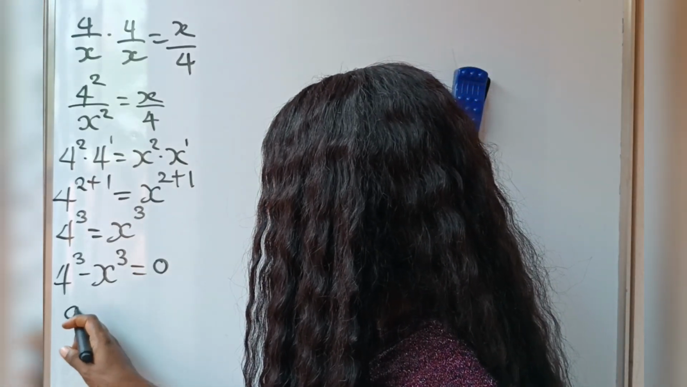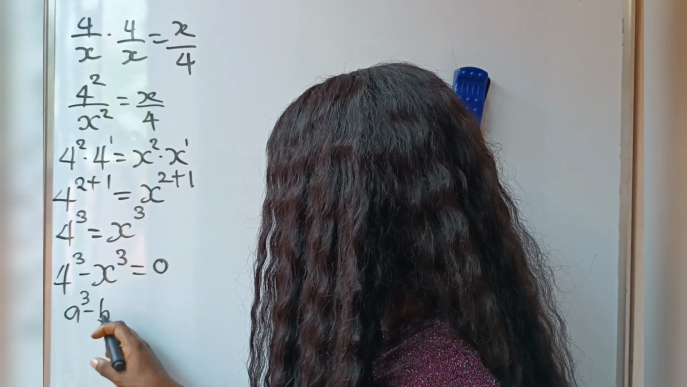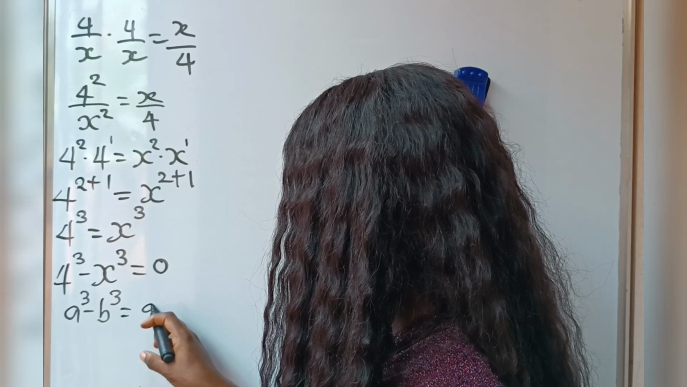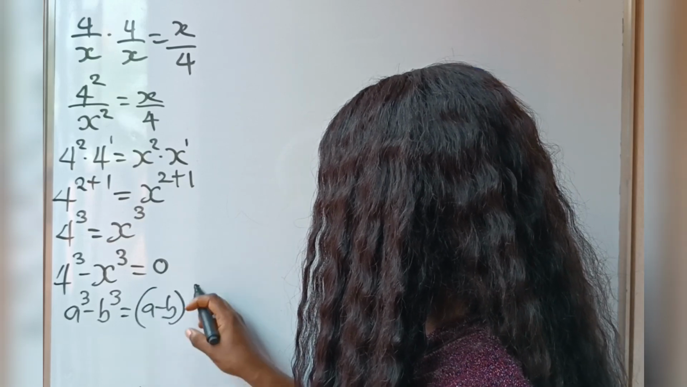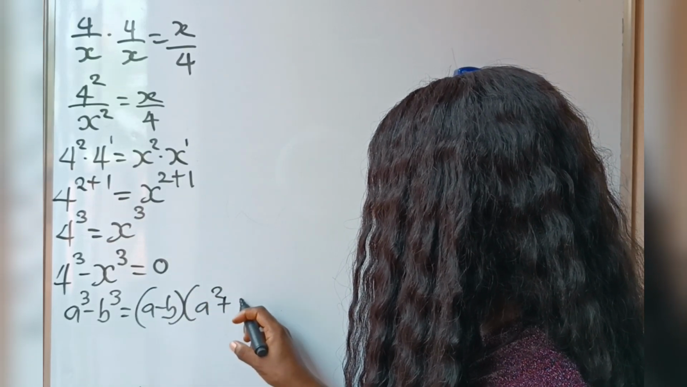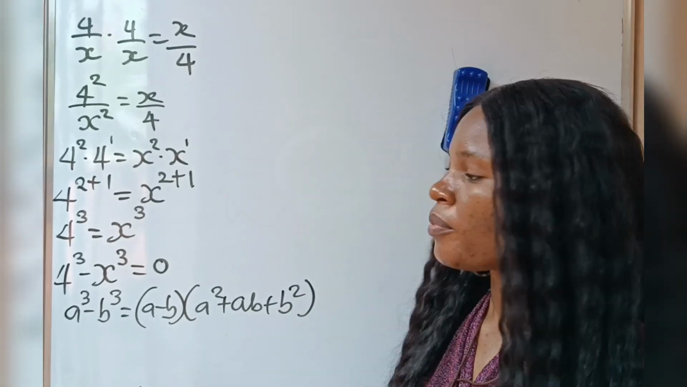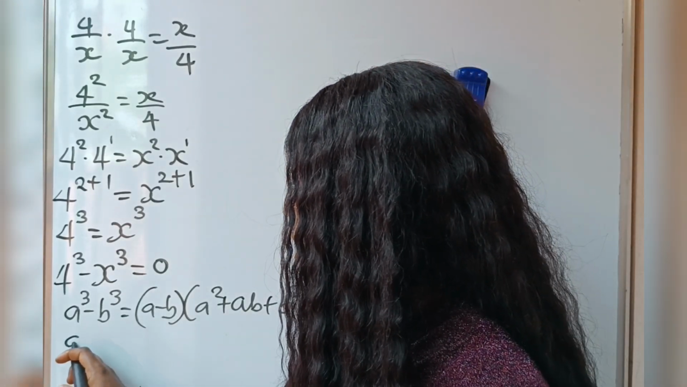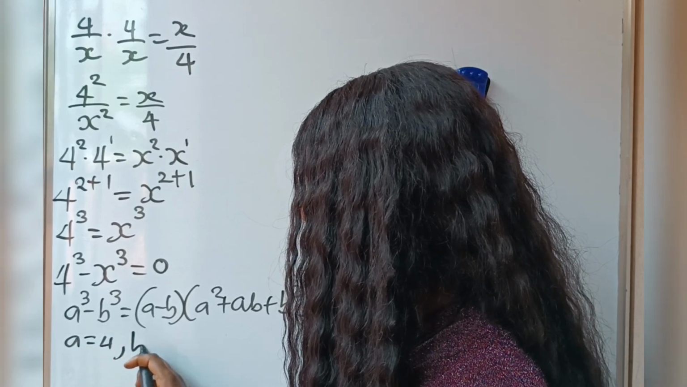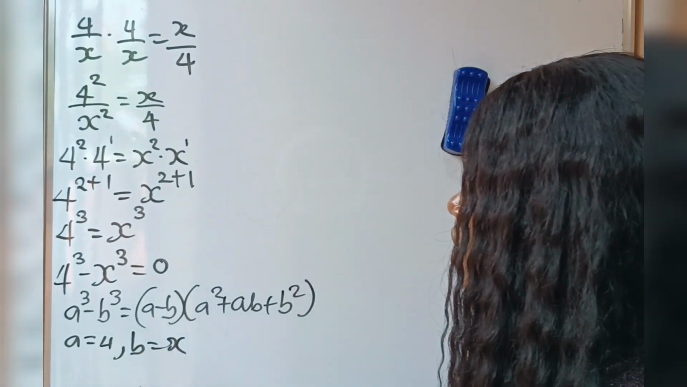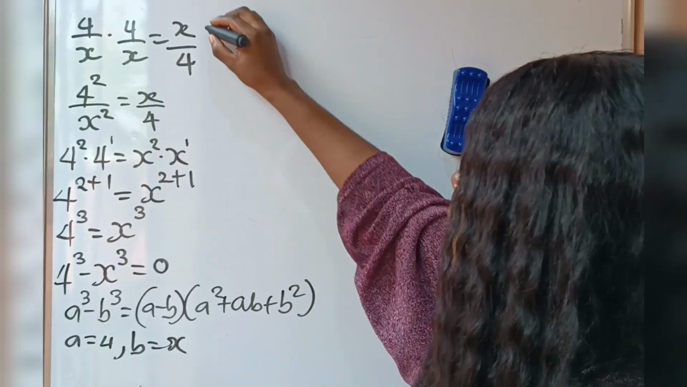Now, when you have a to the power of 3 minus b to the power of 3, this is equal to a minus b multiplied by a squared plus ab plus b squared. Okay, now in this case, our a is equal to 4 while our b is equal to x. So we are going to express this in this form.